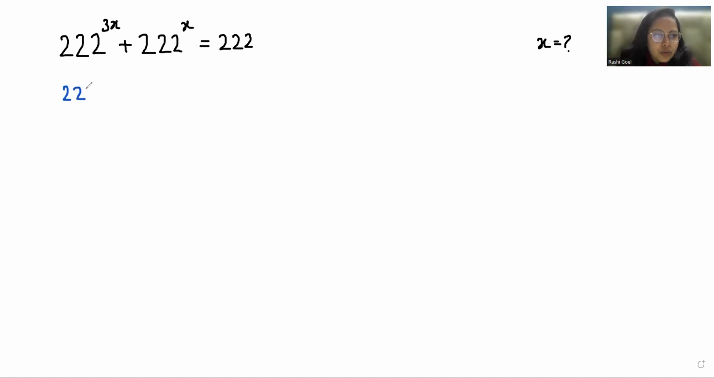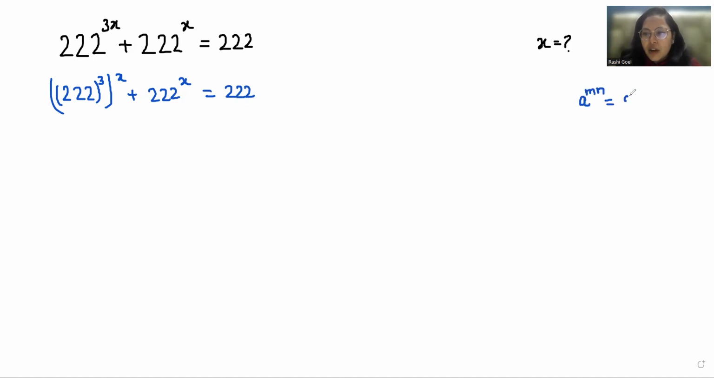So 222 power 3 power x, we can write this as plus 222 power x is equal to 222. Now, according to the exponent rule, a power mn, we can write it as (a power n) power m or (a power m) power n. So here I can write this as (222 power x) whole cube plus 222 power x is equal to 222.